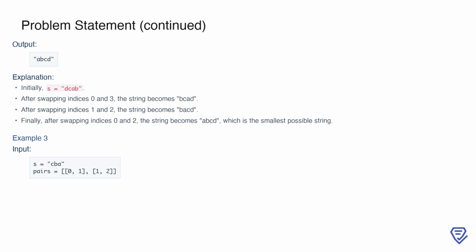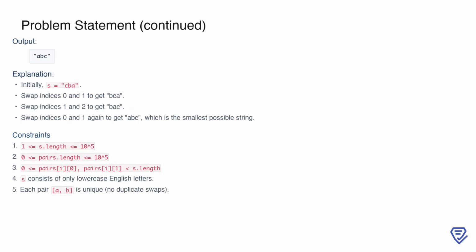This example shows how additional pairs can allow for more flexibility in rearranging the string to achieve the smallest possible order. In the third example, the input string is S equals "cba" with pairs equals [[0,1],[1,2]]. Starting with CBA, you first swap indices 0 and 1 to get BCA. Then, swapping indices 1 and 2 results in BAC. Finally, you swap indices 0 and 1 again, which transforms the string into ABC. This is the smallest possible arrangement of the string, so the output is ABC.